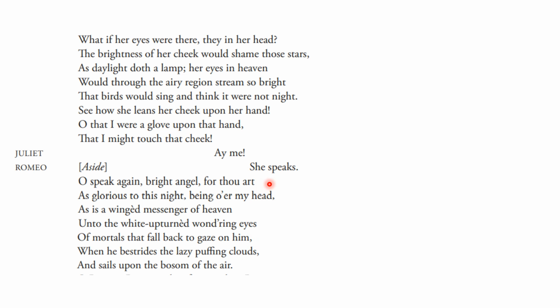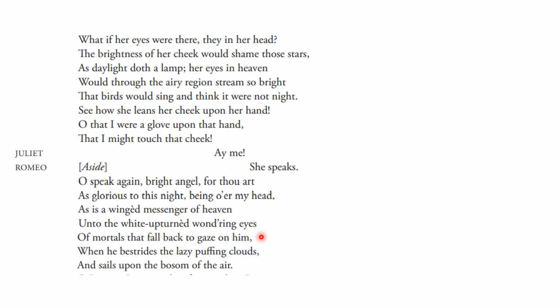So here he just begs that she speaks more, refers to her as a bright angel, so that celestial, almost religious imagery there. And then he says that she is as glorious as an angel, a winged messenger, that shines above him. So this idea that she shines like a star, a sun, like an angel. It's almost like he can't actually think of enough ways to describe how beautiful she is.